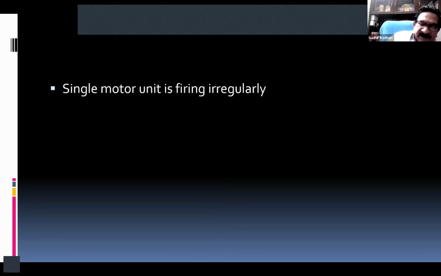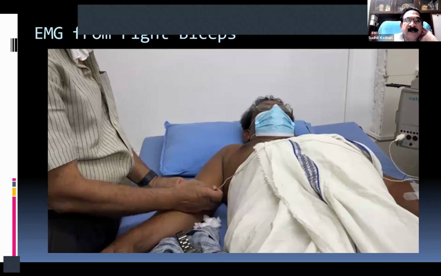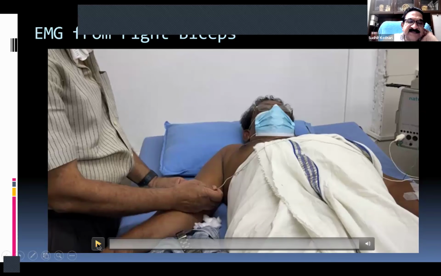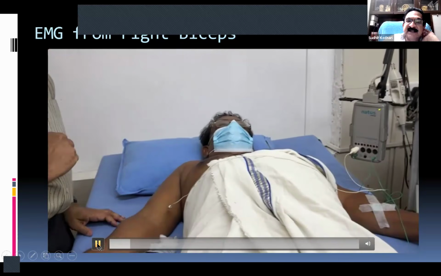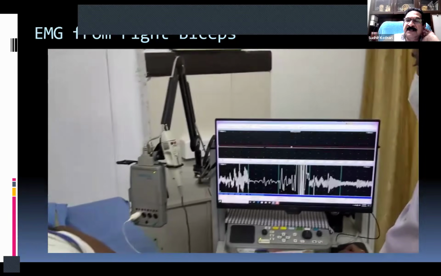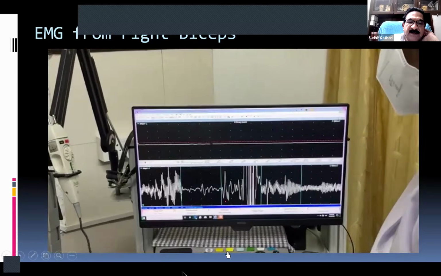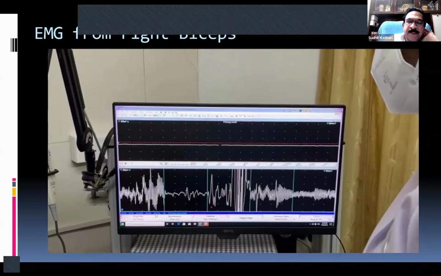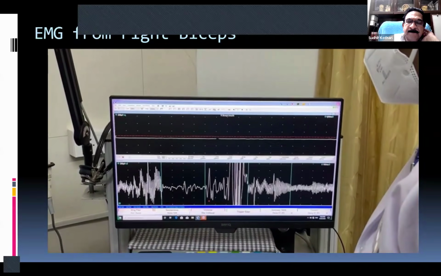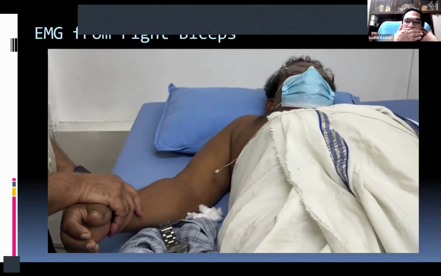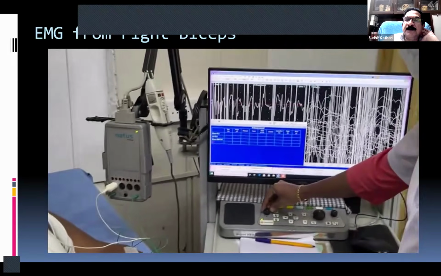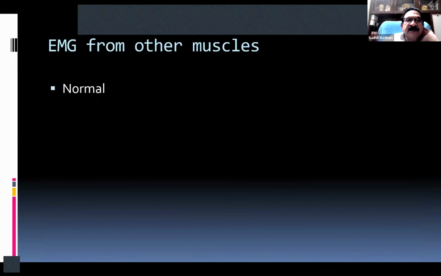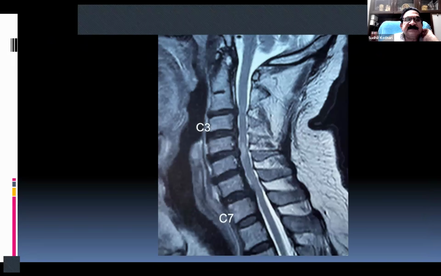So as for an MRI, I'll show the MRI. Now this is on the right side. For comparison's sake, this EMG is silent. There is motor unit activity. Okay, so this is the MRI.